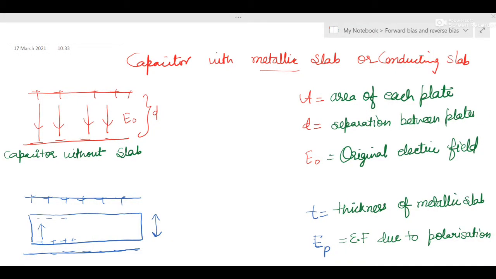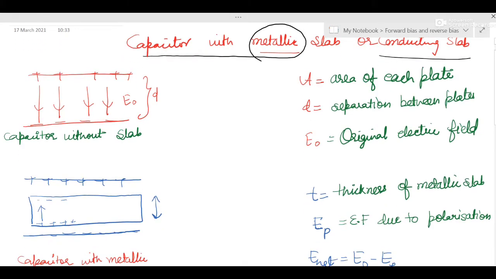So the topic is capacitor with metallic slab. Metallic slab is conducting slab as well. So this is the first diagram which is without slab. So you can see there are two plates of the capacitor.